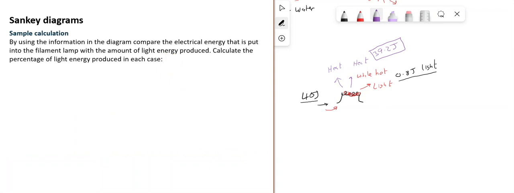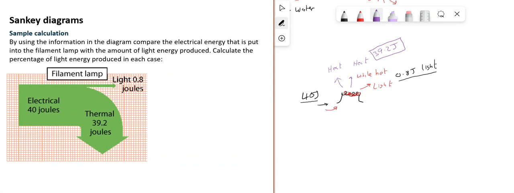So then if we think about some simple calculations in relation to this, let's say we want to look at the efficiency of a bulb, we can use this diagram to represent that. By using the information in the diagram, compare the electrical energy that is put into the filament lamp with the amount of energy produced, and calculate the percentage of light energy produced in each case. Okay, so that's what we want to look at.